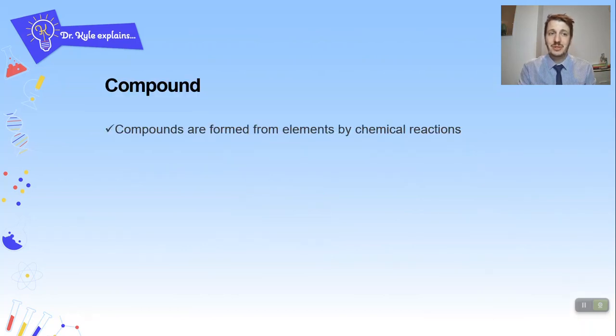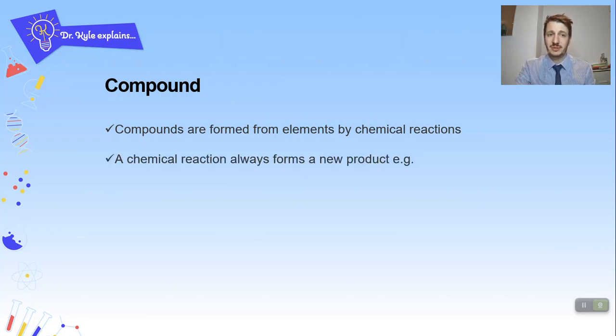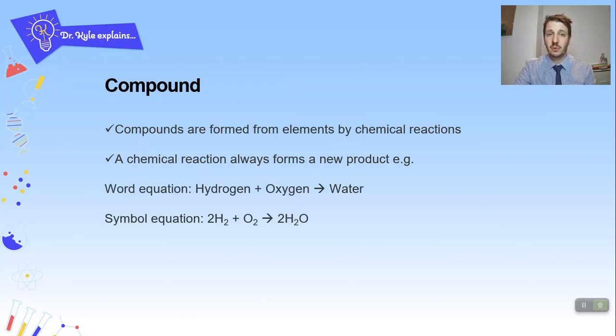Compounds then. So compounds are formed from elements by chemical reactions. A chemical reaction always forms a new product. So for example, if you took hydrogen plus oxygen, reacted it together, you would make water. And I've represented that in a word equation just down there.